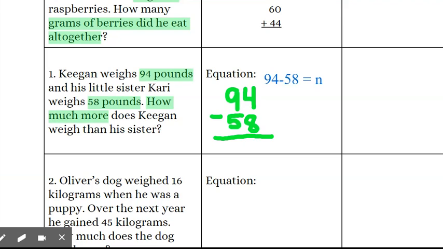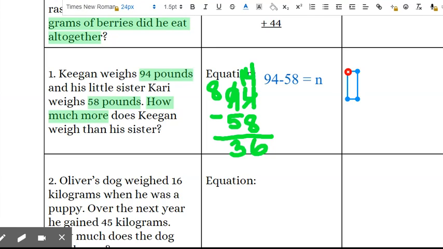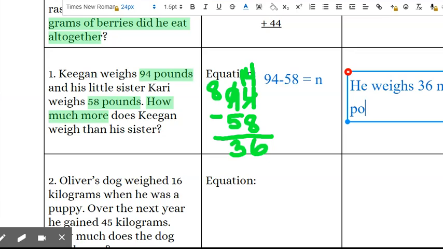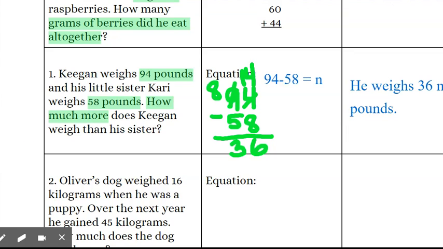Can I do 4 minus 8? I cannot, so I'm going to regroup. 1 ten, 4 ones becomes 14 ones. 14 minus 8 is 6, and then 8 minus 5 is 3. So my answer is that he weighs 36 more pounds. Okay, 36 more pounds. And I know it's pounds because that is the unit in the story. All right, let's try the next one.